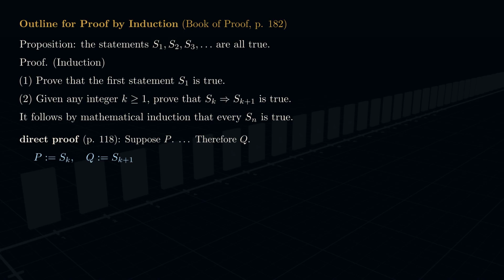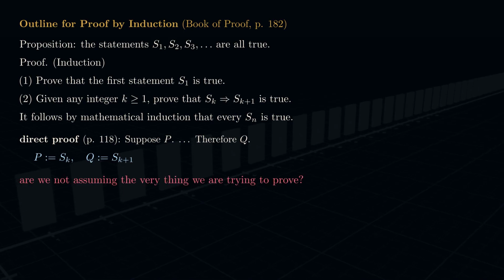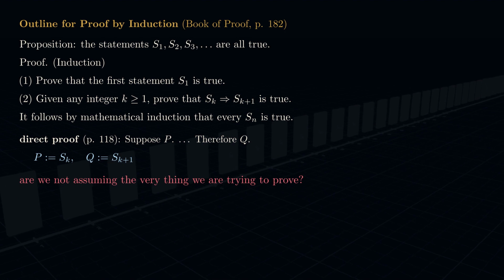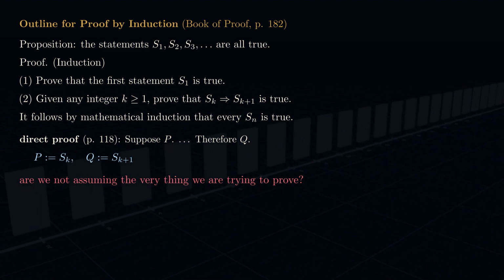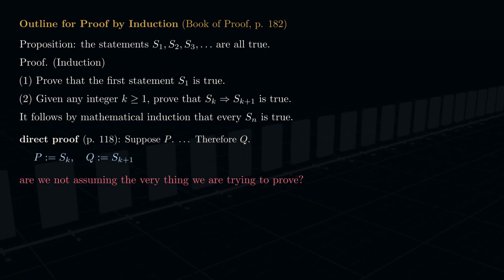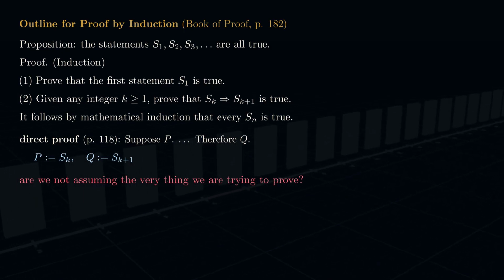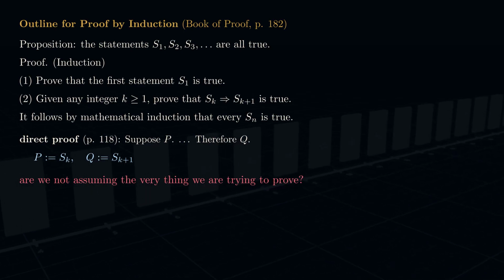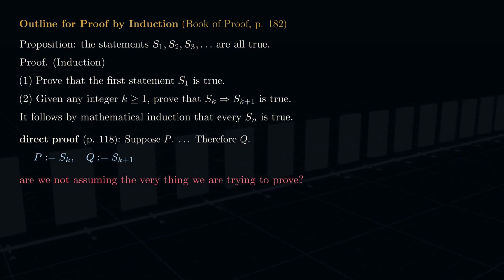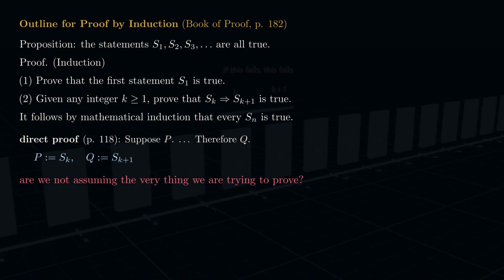And here is the question you should be asking right now. Are we not assuming the very thing we are trying to prove? No. And you must see exactly why not, or induction will feel like a trick for the rest of your life. We are not claiming Sk is true. We are inspecting a promise. If domino k falls, then domino k plus 1 falls.